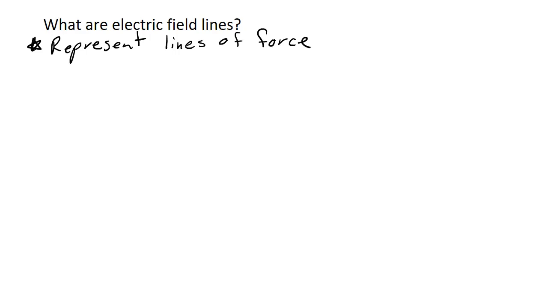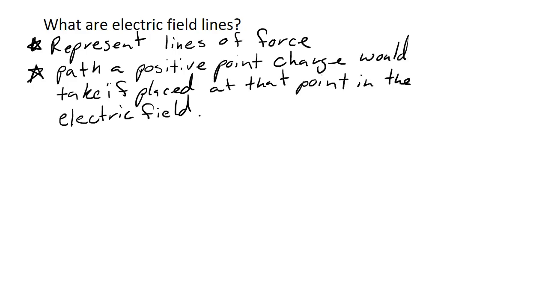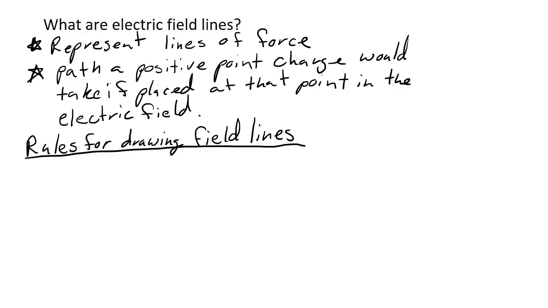Remember, we said positive point charge. So you can think of electric field lines as the path a positive charge would take if placed at that point in the electric field and it was free to move around. And there are some rules for drawing these field lines. There are 4 rules. The first rule is that they point positive to negative.